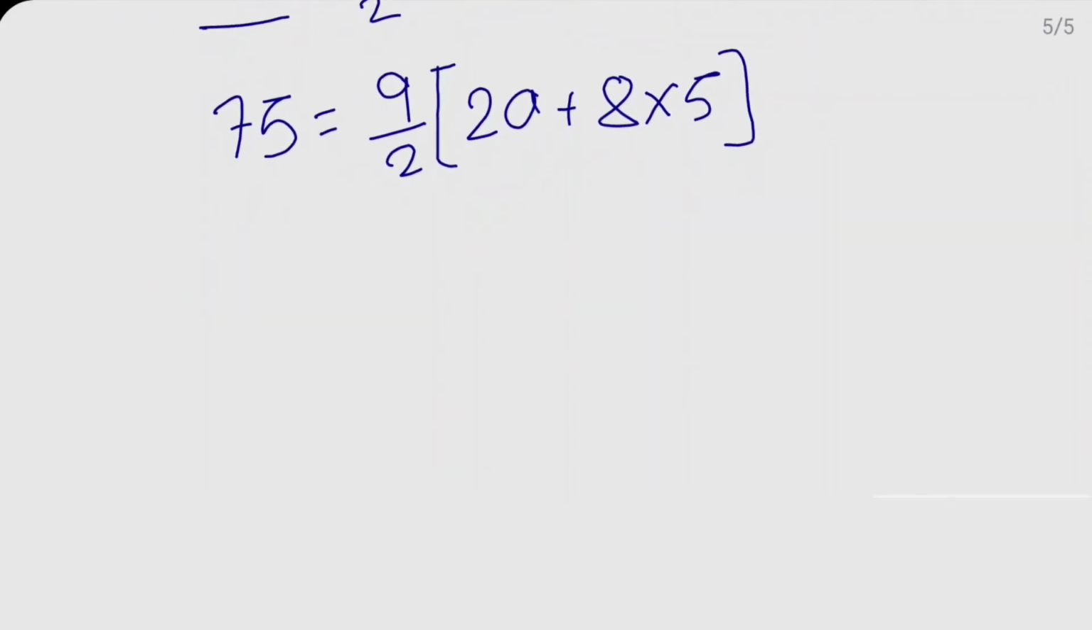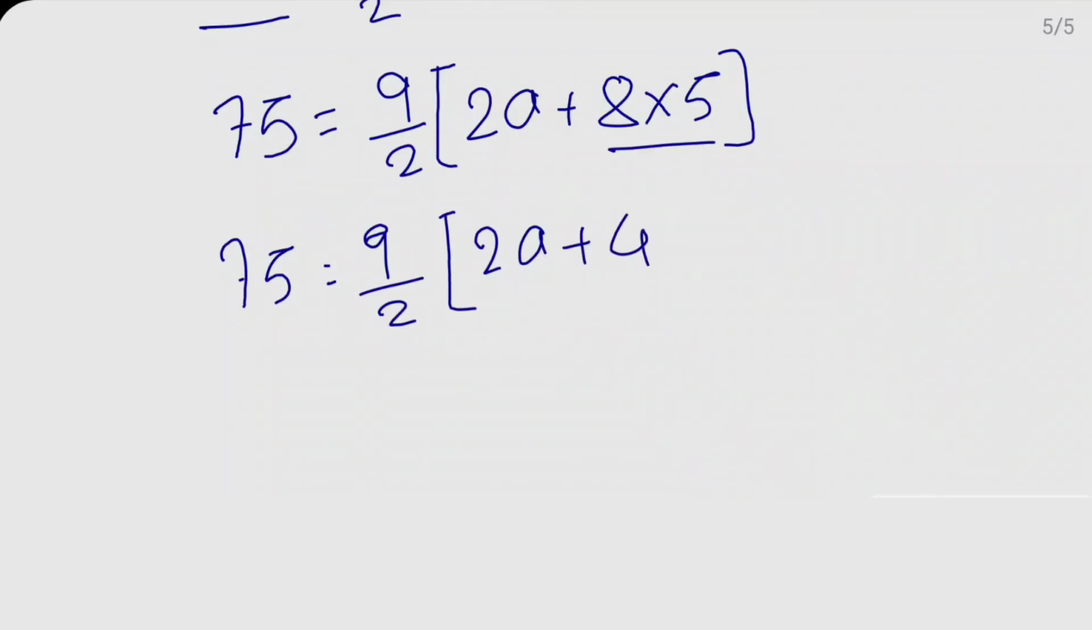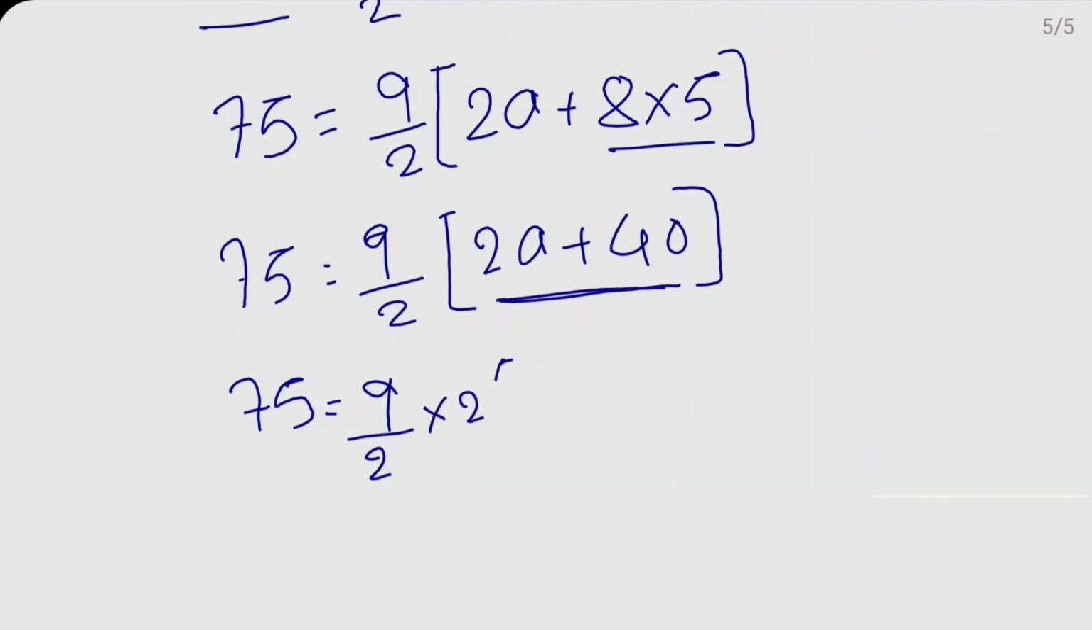So now 75 as it is, 9 by 2 as it is, and here 2a plus 8 into 5 is 40, right? So now 75 as it is and 9 by 2 is also as it is. In these two terms, 2 is common, so take it outside. So the remaining terms: 2 comes outside means a, plus here also 2 comes outside means we got 20 here. So 2 into 20 is 40, 2 into a is 2a, right? So now 2 gets cancelled.